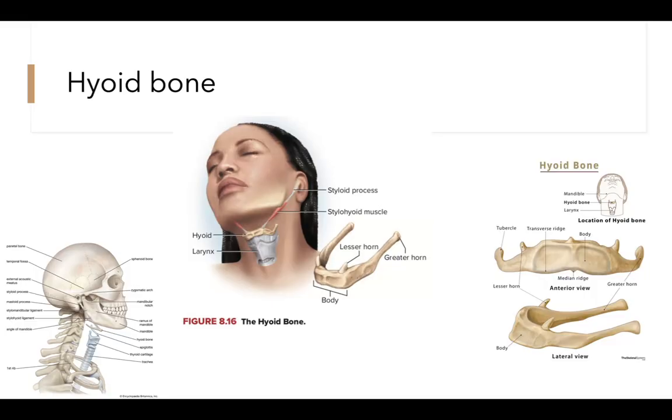When we get into the respiratory system again and we introduce the larynx, we will also come back and talk about the hyoid bone because it is kind of connected to that cartilage of the larynx, which again, this is the Adam's apple. It's part of the larynx.